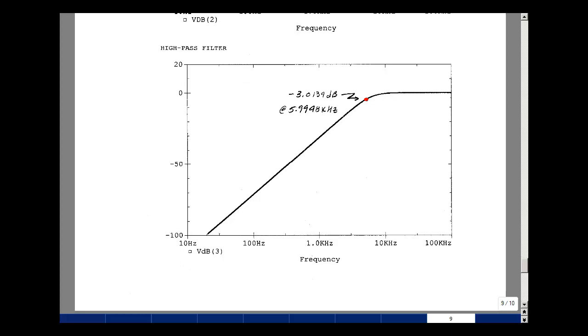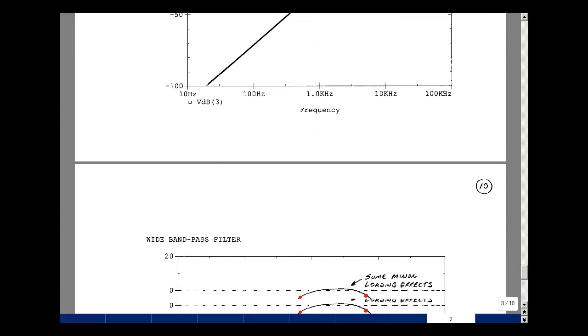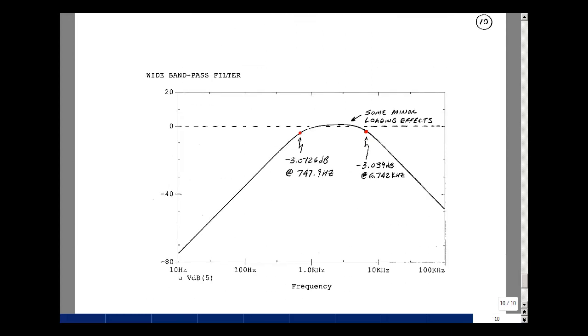Let's take a look at our bandpass case next. For the schematic on page 8, the output voltage was node 5. You can see here's my data. And you can see that my gain here is a little bit more than 0 dB. I'm getting some loading effects between the two filters. And again, it's an approximation. But you can see here at about 750 Hertz, I'm down about 3 dB. And here at about 6.7 kilohertz, I'm also down about 3 dB. So close to what I was designing for, but not exactly the value because of the loading effects of the L's and C's from one section to another.